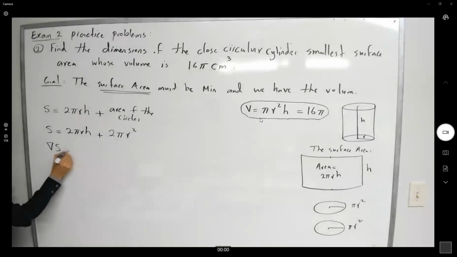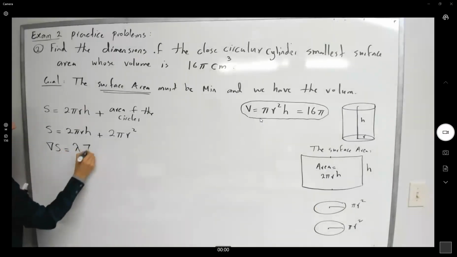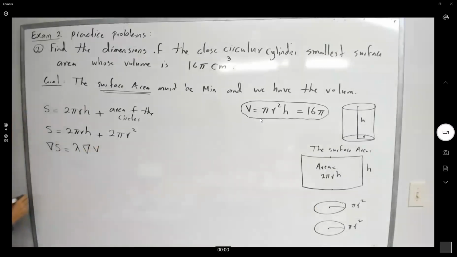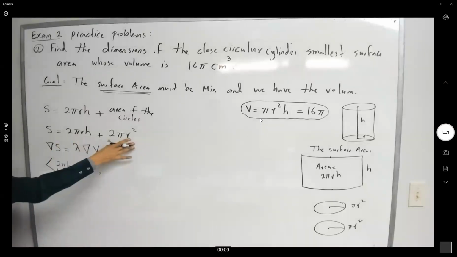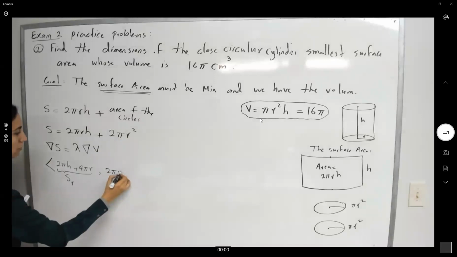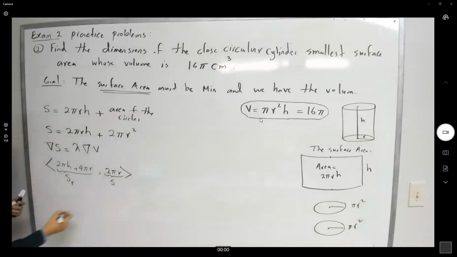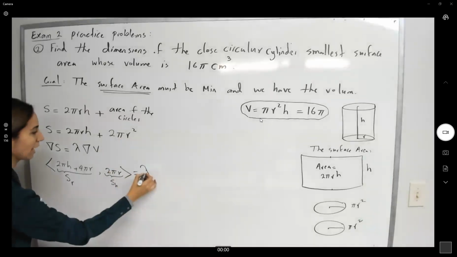The gradient of s must be equal to lambda gradient of v. So gradient of s, taking the derivative with respect to r, then taking the derivative with respect to h. So here, if you take the derivative with respect to r, you get 2 pi h plus 4 pi r. And then the derivative with respect to h. This guy is going to be 0, so you get 2 pi r. Gradient of s is equal to lambda.